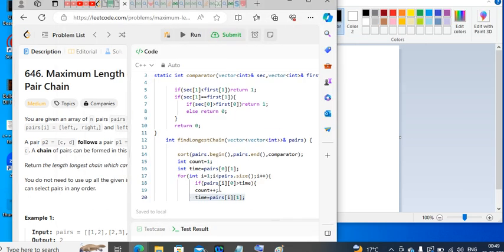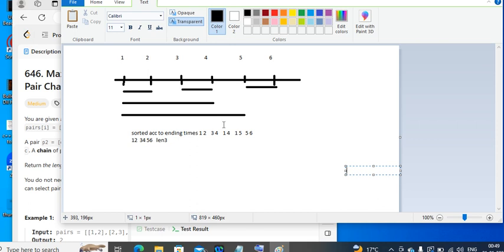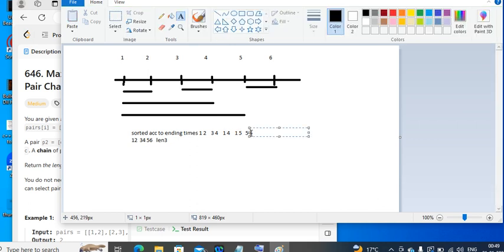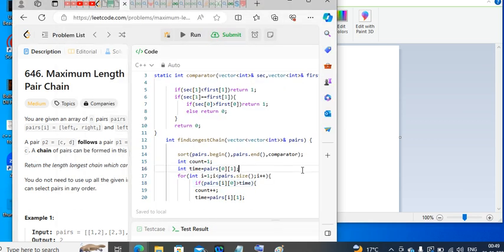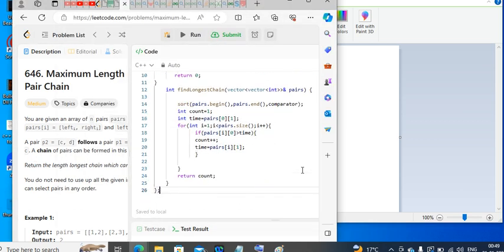Be careful here. Only if the start time is more than my last added answer's ending time, only then I'll get inside the array. Okay, so I hope that is clear. It's exactly similar to what we have done previously. So do watch that video, both, and you'll be able to solve this on your own.